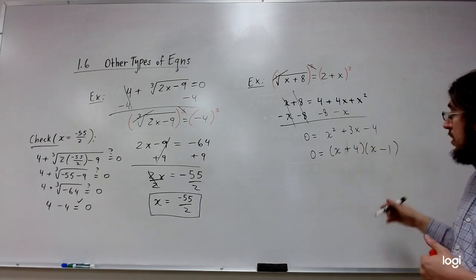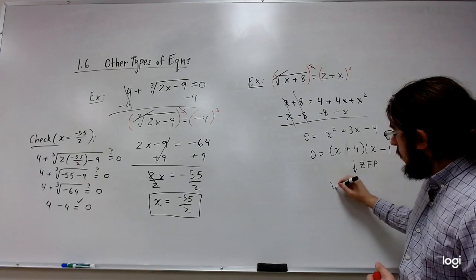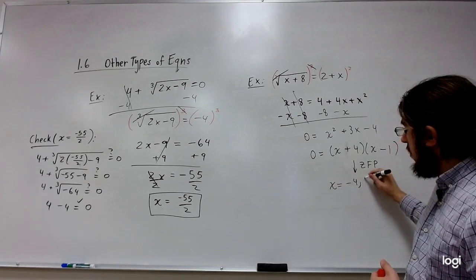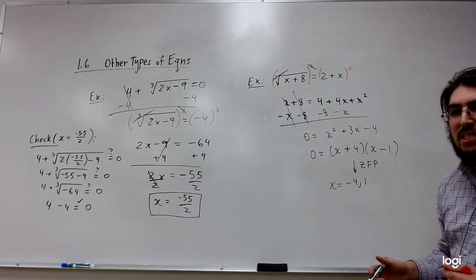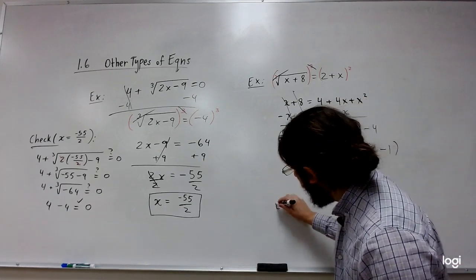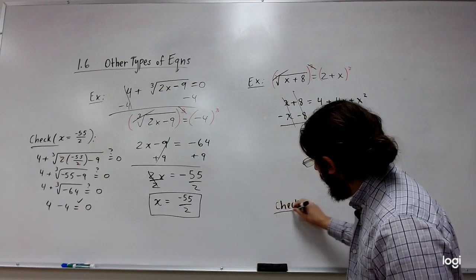So perfect. Now applying the zero factor property, like we've been seeing, we get x is equal to negative 4 or positive 1. I would box this, but what did I say about these kinds of equations? You have to check. I'm going to check them a little quickly, but let's see.